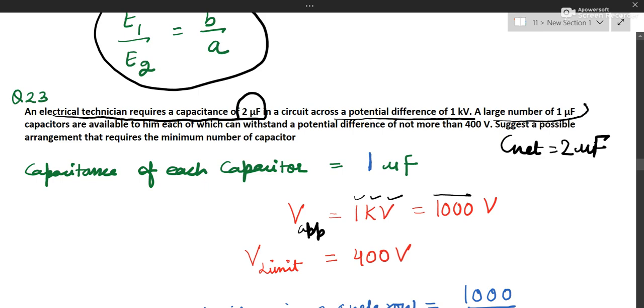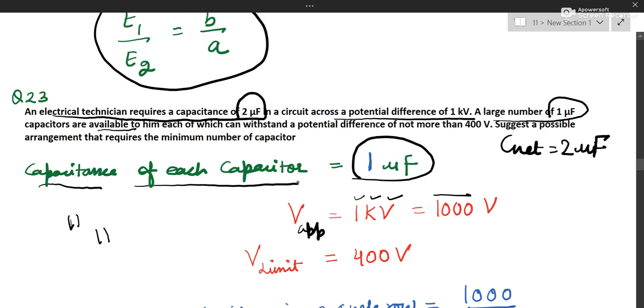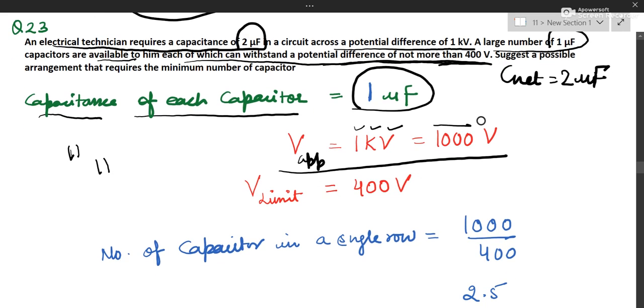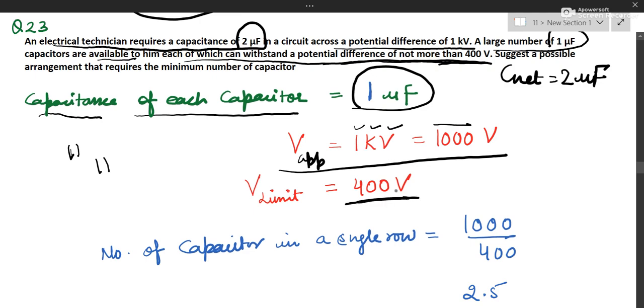A large number of 1 microfarad capacitors are available to him. So he has many small capacitors of value 1 microfarad. So the capacitance of each capacitor is 1 microfarad. Voltage applied is 1 kilovolt, and each capacitor can withstand a potential difference of not more than 400 volt. So the voltage limit that one capacitor can tolerate is 400. It should not exceed 400. So, the number of capacitors in a single row.